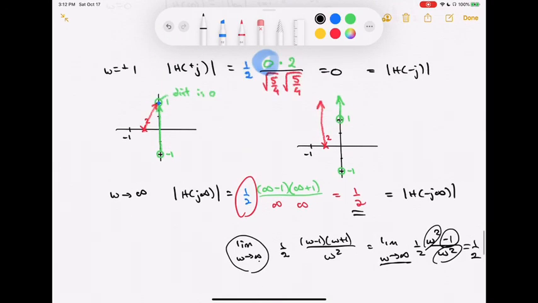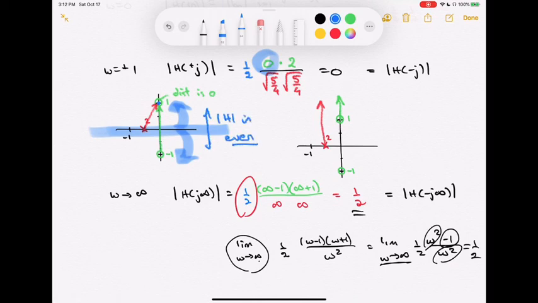Because the symmetry going this way is the same as the symmetry going that way. The distance going 1 unit up is going to be the same as the distance going 1 unit down, or 10 units up or 10 units down, or 1,000,000 units up and 1,000,000 units down. This tells me, because of the symmetry of my poles and zeros about this horizontal axis, that the magnitude response, magnitude h, is going to be even in symmetry.